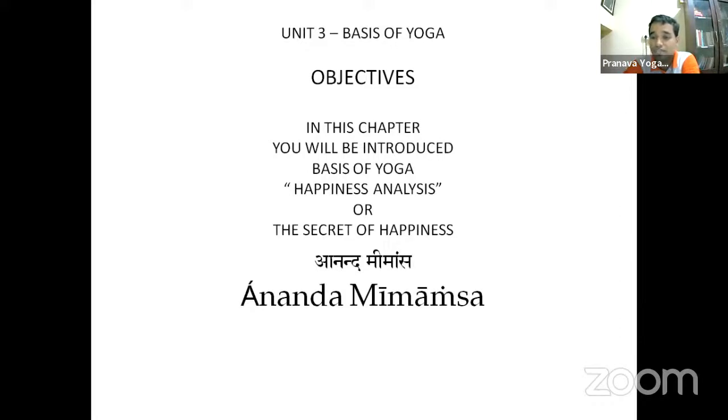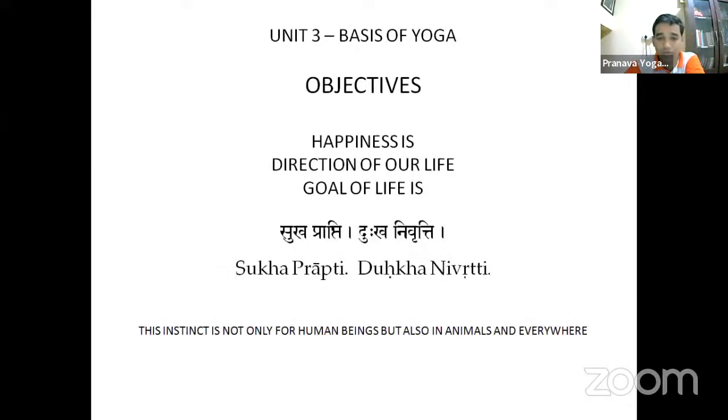This chapter is from Taittiriya Upanishad, Ananda Mimamsa. In Taittiriya Upanishad, there are three chapters, or three vallis. They call it as three vallis. Brahmananda valli, Bhrigu valli, Shiksha valli. In that, this chapter is from Ananda Mimamsa, analysis of Ananda, from that Ananda Valli chapter.